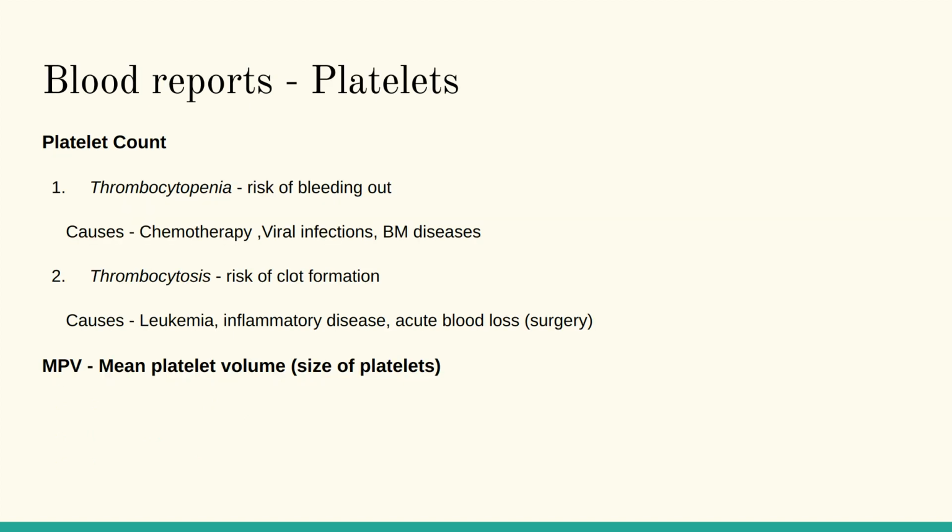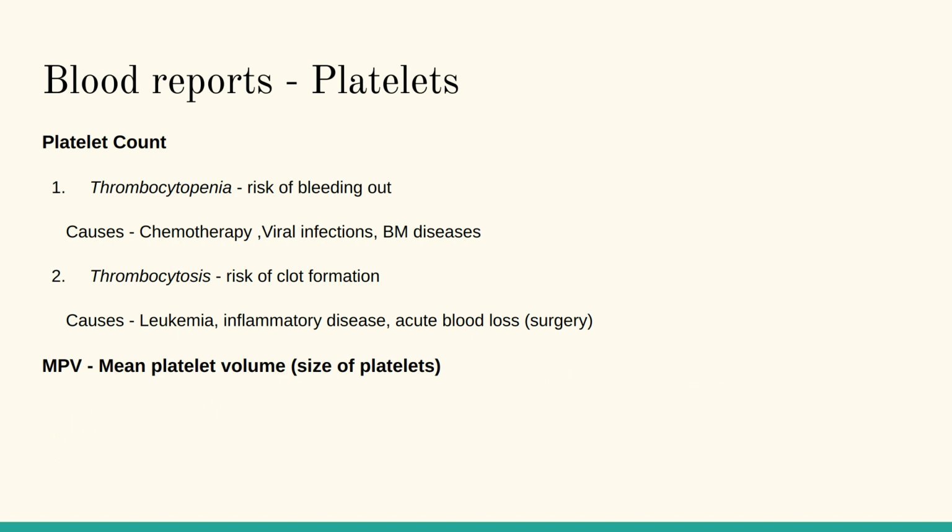Moving on to the last part of the blood reports, platelets. Based on the platelet count, there are two main pathologies, thrombocytopenia and thrombocytosis. If the patient has thrombocytopenia, which means the platelet count is low, there's an increased risk of bleeding out. The causes of thrombocytopenia would be chemotherapy, viral infections, and bone marrow diseases.